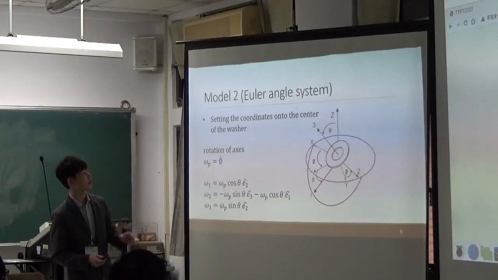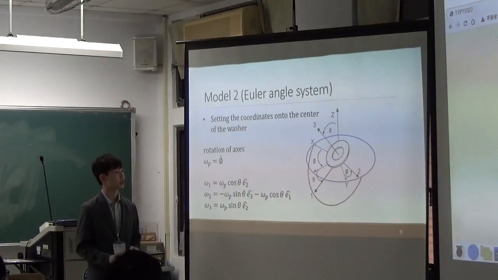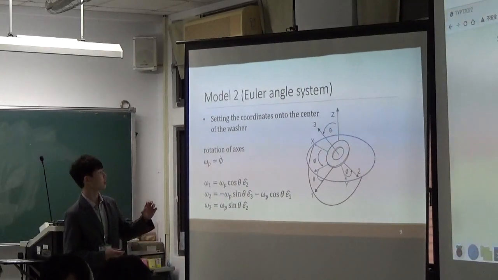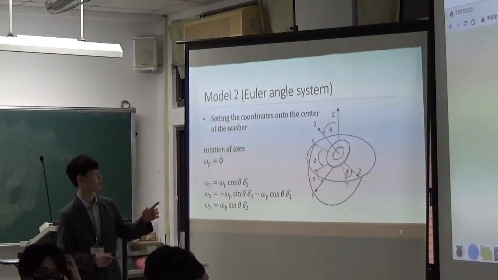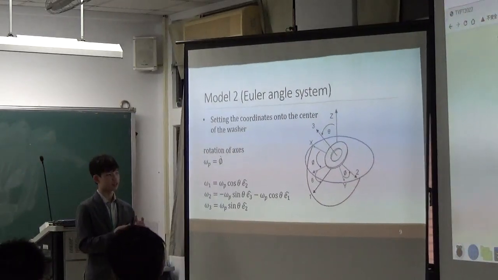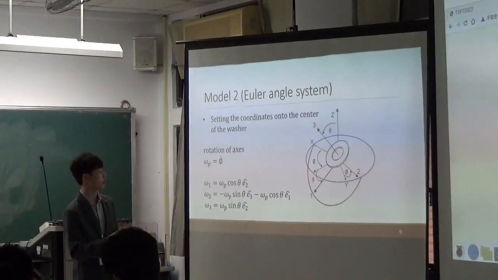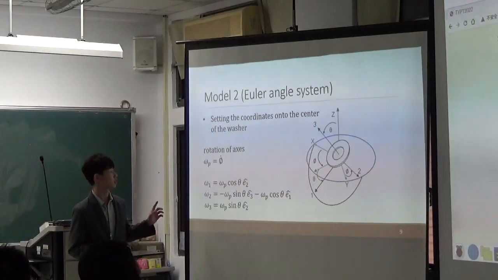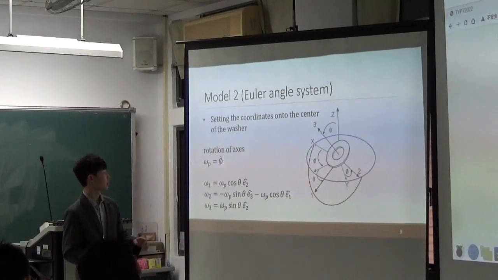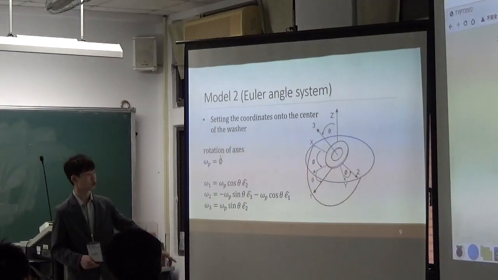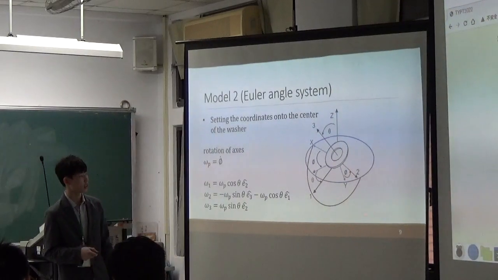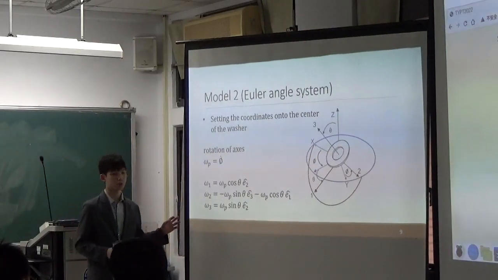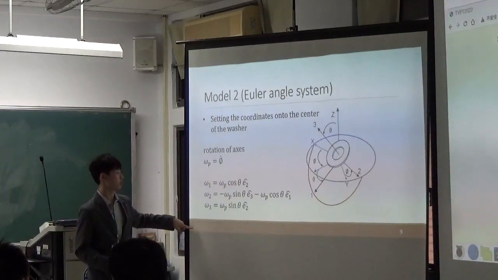So this is our second model. From the Euler angles, we can set a coordinate system at the center of mass of the washer, which is the ring, and define 3 more axes: the 1, 2, and 3 axes. We see the precession of the ring as the rotation of axes 1, 2, and 3. Then omega p equals phi dot, the rate of change of phi, and by calculating a little more, we can get omega 1, 2, and 3.